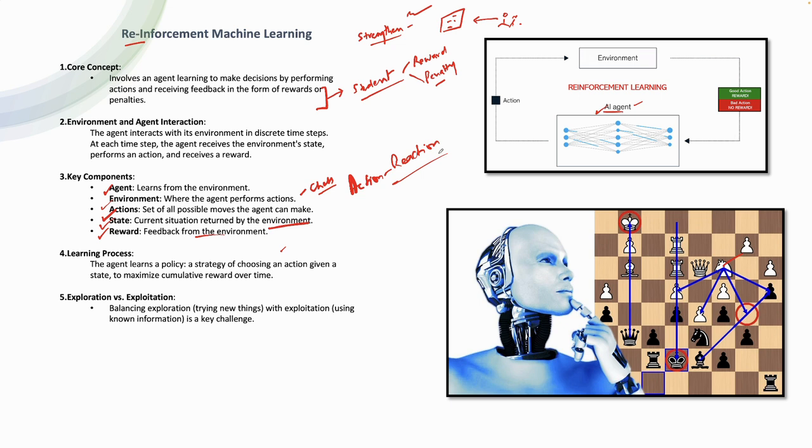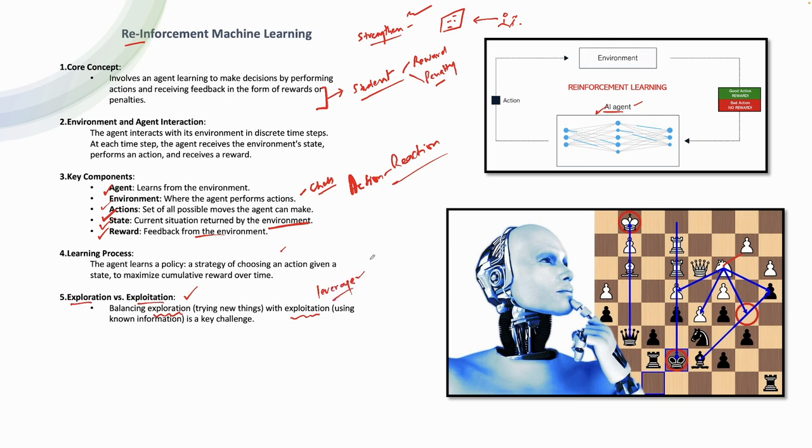Now, there are two keywords: exploration and exploitation. Always remember, exploration means you are trying new things, right? Now, in the game of chess, you want to explore, you want to try different things, but you want to exploit as well. Exploit means whatever information you have, you want to make use of that, or you can say you want to leverage the existing amount of information that you have, right?